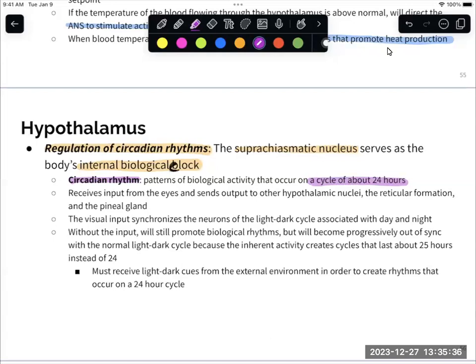Without that input, we still are able to maintain these different biological rhythms, but it'll be out of sync. And what it does is it creates this cycle that goes about 25 hours instead. We need to receive these dark light cues to maintain that 24-hour cycle.